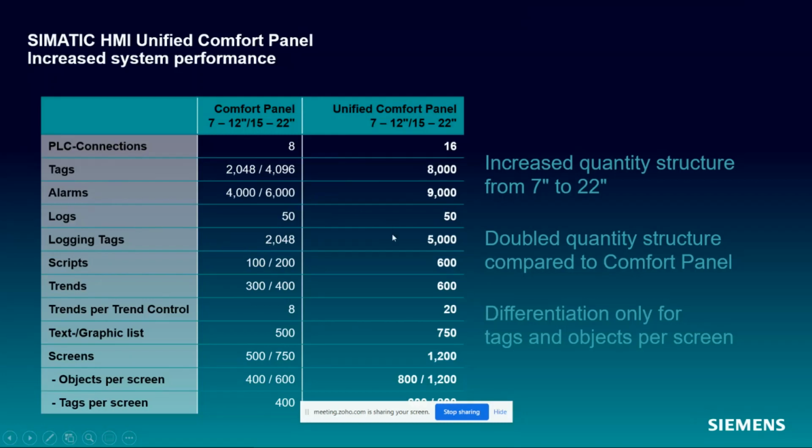And then logging tags, 2048, now it's up to 5,000 of them. Scripts, and the smaller one had 100 and then 200. Now every one of them has 600. Trends, same thing, 300, 400, now it's up to 600. Trend control, 8, now 20, every single one. Text and graphic lists, 500, now there's 750. Screens, same thing, 500 before, 750, now it's up to 1,200.